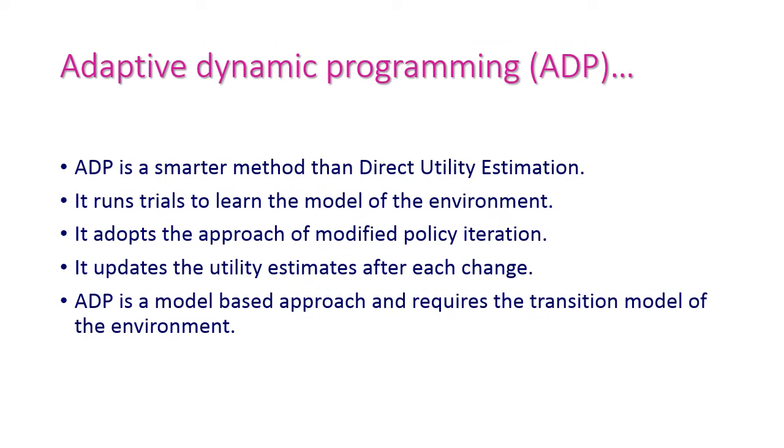And now let us see the summary of adaptive dynamic programming, that is ADP. ADP is smarter than direct utility estimation, and it runs trials to learn the model of the environment. It adopts the approach of modified policy iteration, and it updates the utility estimate after each change. ADP is a model based approach and requires the transition model of the environment.